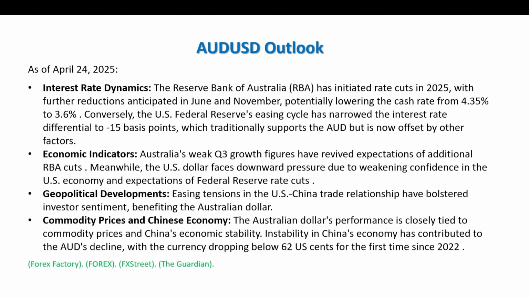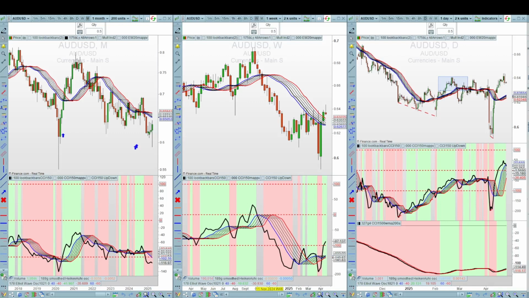And commodity prices and the Chinese economy. The Australian dollar's performance is closely tied to commodity prices and China's economic stability. Instability in China's economy has contributed to the Aussie dollar's decline, with the currency dropping below 62 cents for the first time since 2022.